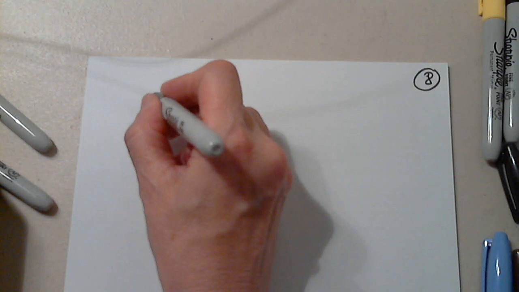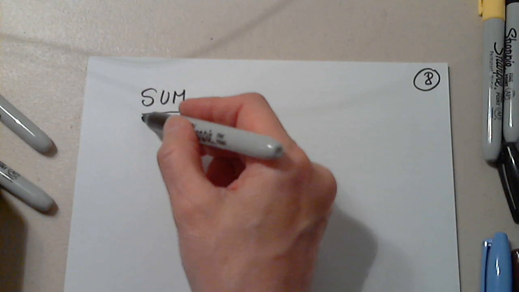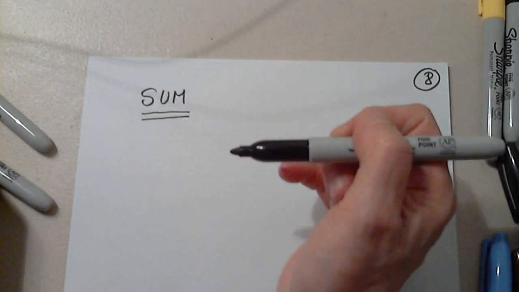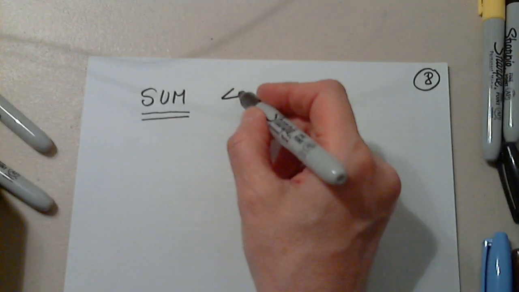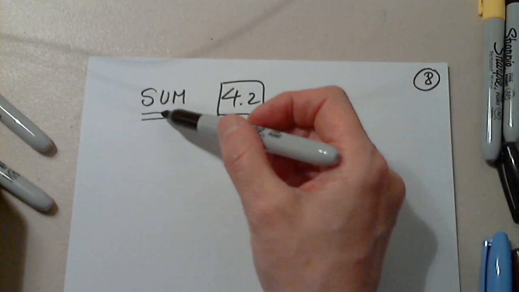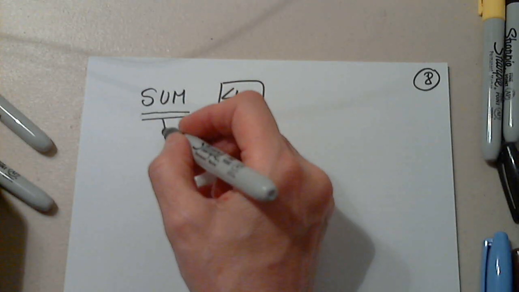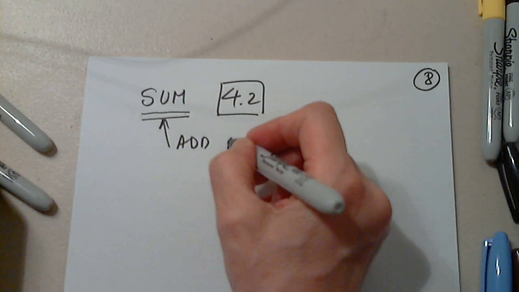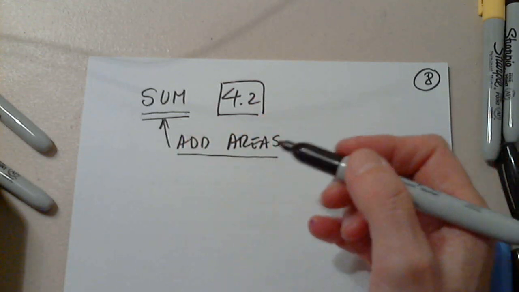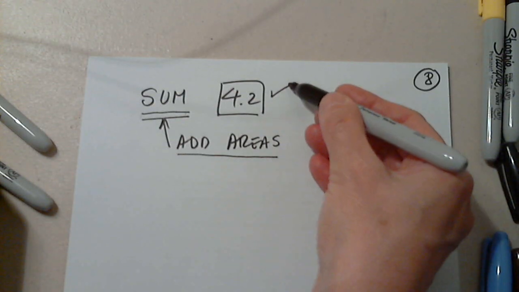So the word sum has an important meaning in calculus. And we were discussing in section 4.2 more about it. It should have been the other way around. But what are we trying to sum? We're trying to add areas. I don't want to jump into the symbol without explaining a little bit, and more will follow in 4.2.